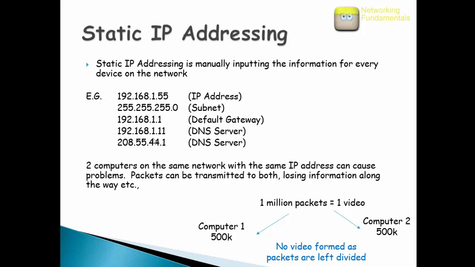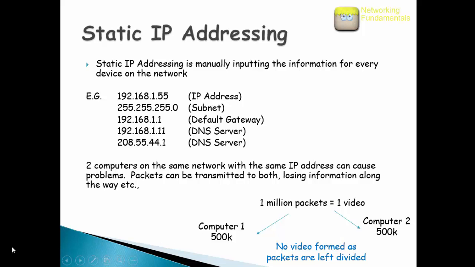Say, for example, by mistake you might forget and give 2 computers the one IP address. Well, what happens there is if packets are sent to that address, and 2 computers have the same IP address, the packets are split. So say 1 million packets is equal to 1 video. Computer 1 will receive 500k packets and computer 2 might receive 500k packets. So no video is actually formed, because these packets are divided because they're the same IP address.